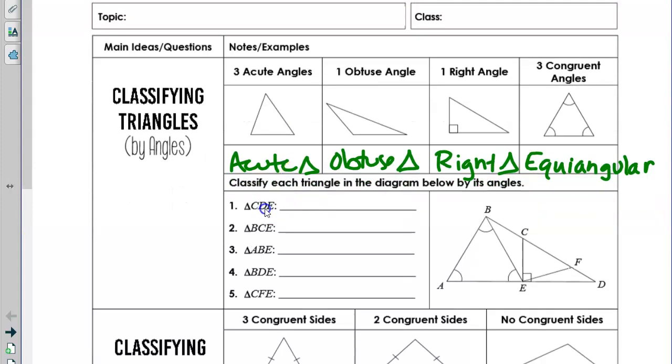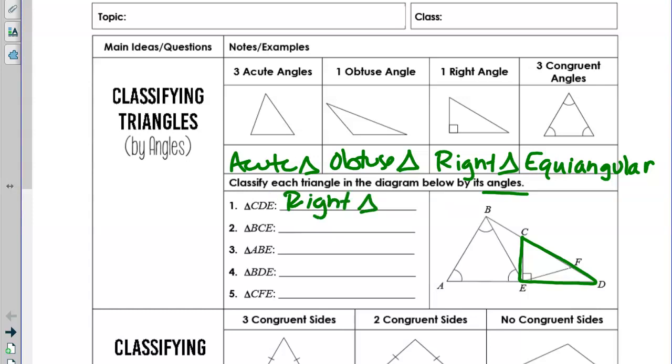Alright, so now looking at this, we're going to classify it by its angles. It's very, very important that when it says classify by angles, you're using one of these words. So if I'm looking at triangle CDE, how do I classify this by our angles? Yes, it has a right angle, so it's going to be a right triangle.